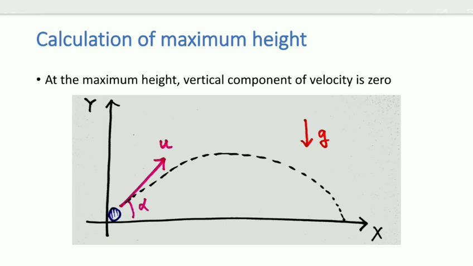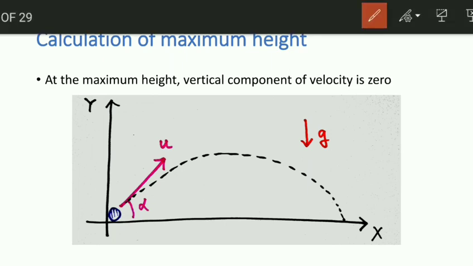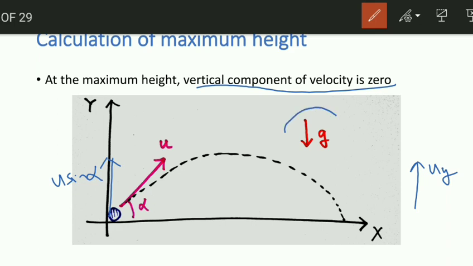Now the next thing is calculation of maximum height. At the maximum height, the vertical component of the velocity is 0. What do I mean by this? See, initially the vertical component is u sin α. Now this u sin α is in the upward direction, that is uy, and it is acted on by acceleration due to gravity, that is g, in the downward direction. So what will happen?